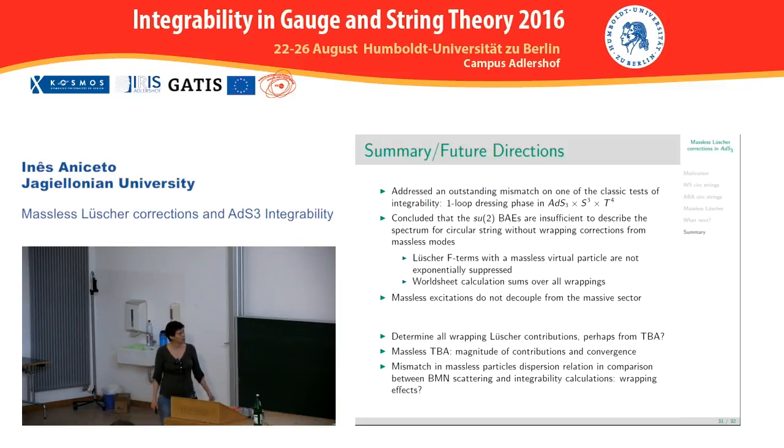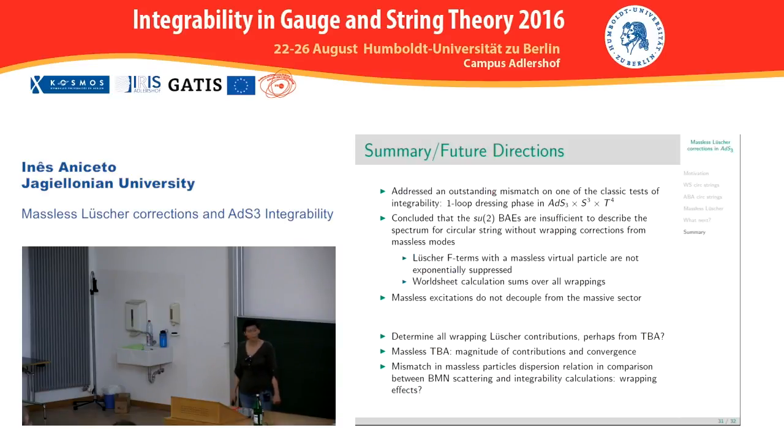Also, just to stress, the worldsheet correction has these wrappings built in, meaning the way you do fluctuations has it built in. So indeed, what the Luscher corrections are doing is correcting the Bethe ansatz point. Finally, the massless excitations in this case do not decouple from the massive sector because we needed to include massive-massless scattering. So, future directions are a bit of what I already mentioned: determine all wrapping Luscher contributions, perhaps from a TBA point of view.